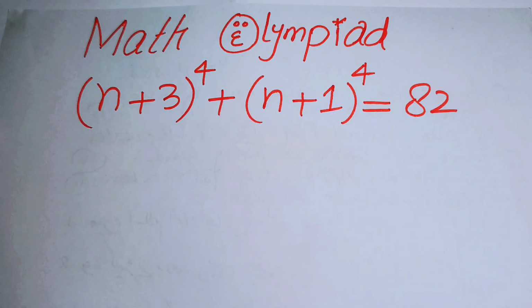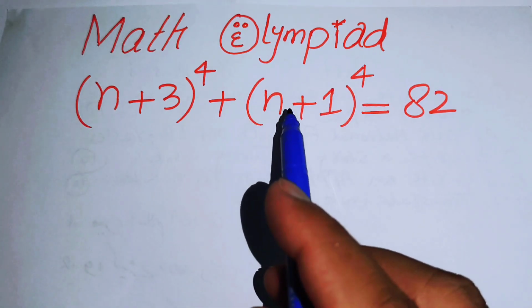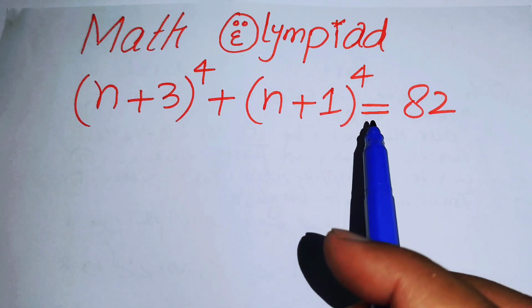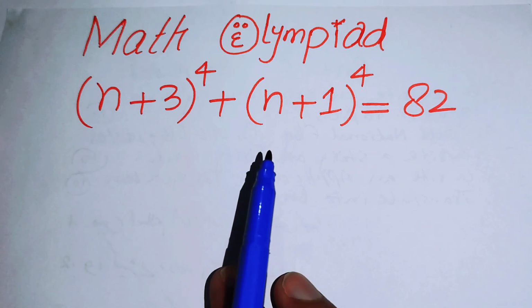In this video we are going to solve this nice algebra problem, and here we have (n + 3)^4 + (n + 1)^4 = 82, and we will solve this problem for the value of n.